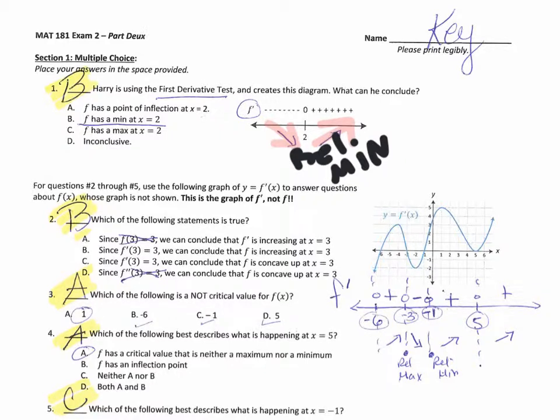So what are our options? Point of inflection, that is not an option for us. We also know that it's a relative min, not a max, so we get rid of that one. And inconclusive, no, because it's a relative min, and it's a relative min at x equals 2. And so B is the answer for that one.